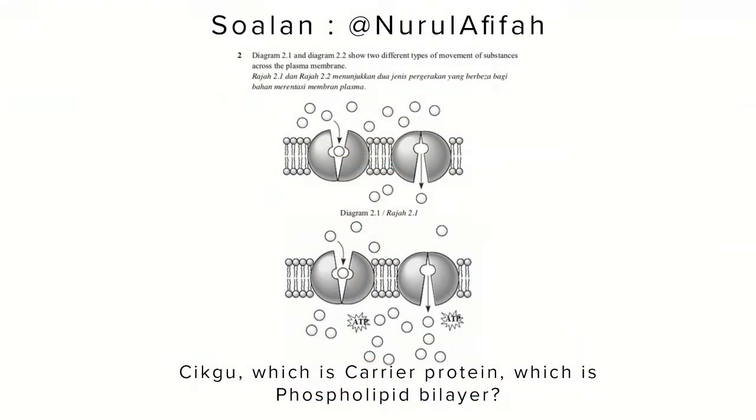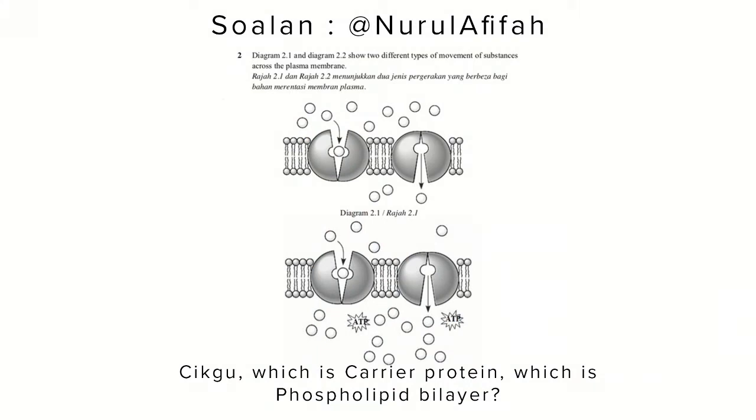Okay, there's a question from Nurul Afifah. This is actually a past year paper question. Based on diagram 2.1 and 2.2, which is the carrier protein and which is the phospholipid bilayer? From the diagram, the one that opens and closes, the moving one, is the carrier protein. For the phospholipid bilayer, you can see the phospholipid, the circle with 2 tails like this. You label the whole thing for the phospholipid bilayer.